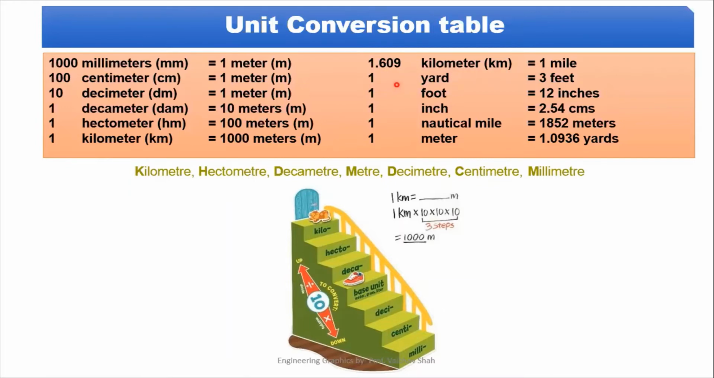1 yard is equal to 3 feet. 1 foot is equal to 12 inches. 1 inch is equal to 2.54 centimeters, 1 nautical mile is equal to 1852 meters, 1 meter is equal to 1.0936 yards. So I will insist that for the previous two equations as well as the unit conversion table, try to write them down on one blank paper and try to memorize them each day.